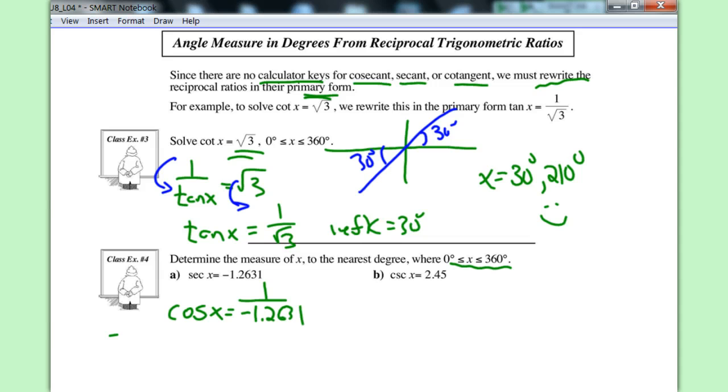1.2631. I know that that's negative, so quadrants where cosine's negative is going to be in quadrants 2 and 3. Need to find the reference angle in those two quadrants. I do find the reference angle, and my reference angle, don't put a negative in. I find out my reference angle to be, in this case, to the nearest degree. Okay, I watch my rounding. My nearest degree is 38 degrees.